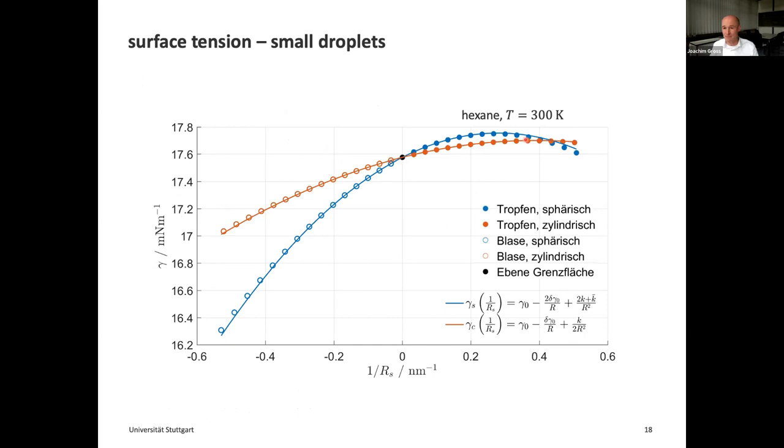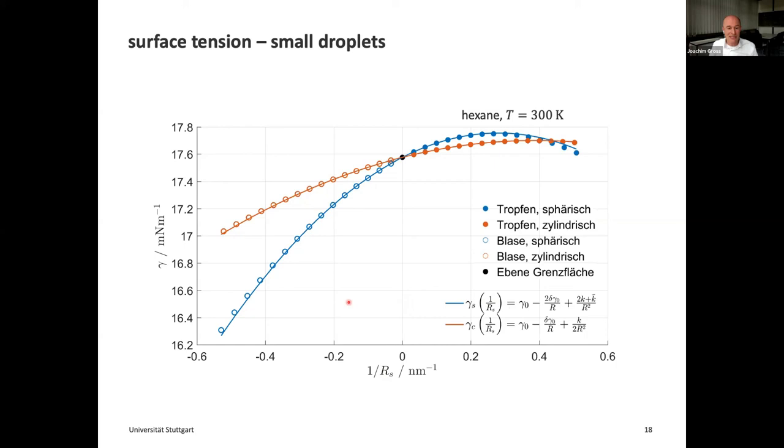So blue is for a spherical geometry. Red, let's ignore red, is for cylindrical geometries. So I'll guide you through this. Zero in inverse radius means a planar interface. Towards the right, we increase the curvature and go to smaller and smaller droplets. Towards the left, I sort of have the liquid phase on this side, if you can see my picture, and the vapor on this side. So we look at bubbles, and bubbles that are increasingly small towards the left.